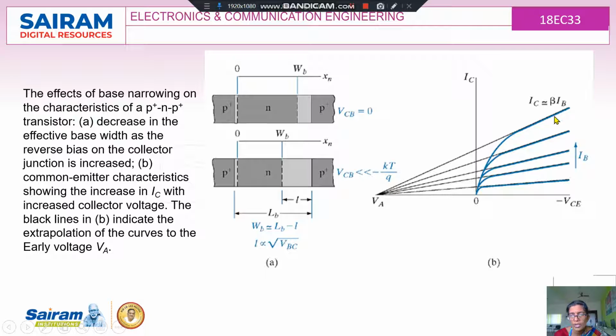And here in this graph, we can see that the output current has an increasing slope; instead of being constant, the current is increasing because of the early effect. When tangents are drawn to this line, they meet at a voltage which is called the early voltage. And so this early voltage plays an important role in the breakdown.